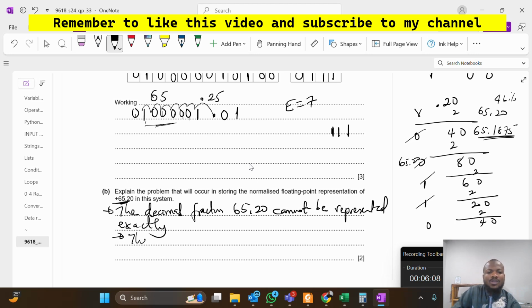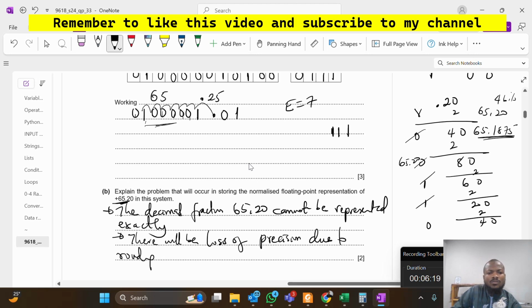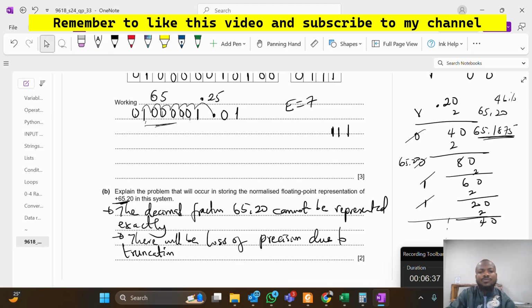So the second problem is there will be loss of precision due to rounding error, or better still, due to truncation, because we have to ignore the other values and just take the first four values. Is that understood? So that is the correct answer to the question. I hope this is well understood.